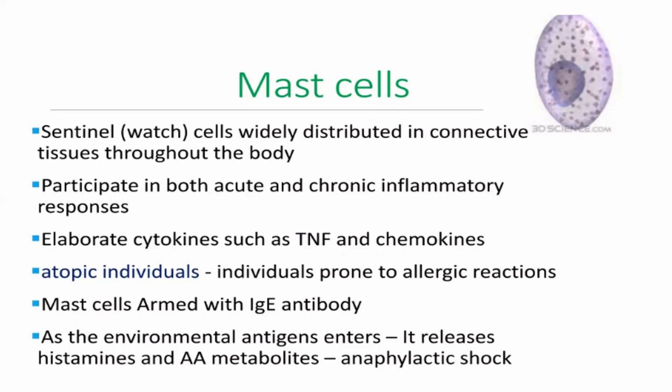Mast cells are active in atopic individuals. Individuals who are more prone to allergic reactions have a high number of mast cells. Mast cells are armed with IgE antibody. IgE mediated immune reactions are also stimulated by mast cells. As the environmental antigen enters, it releases histamines and arachidonic acid metabolites, which lead to anaphylactic shock. So anaphylactic shock is also due to mast cells.